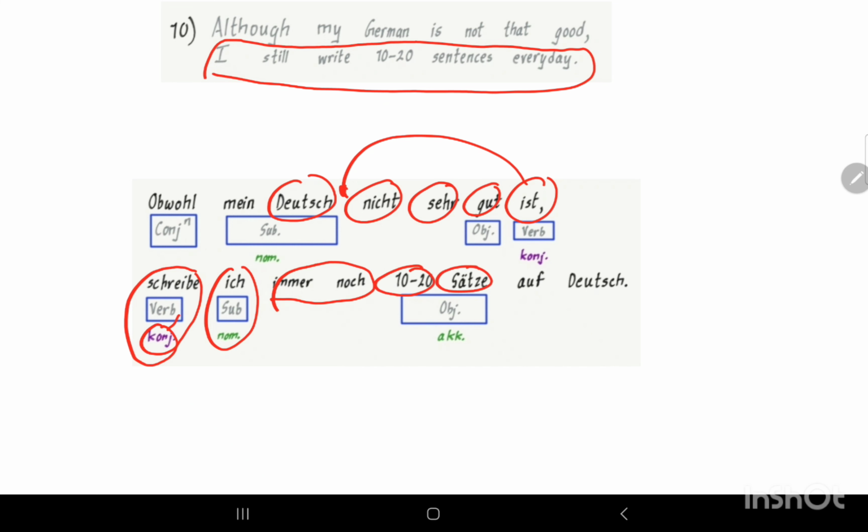I don't say anything like "I still write 10 to 20 sentences every day," but I wanted to say I still write 10 to 20 sentences every day in German. So whenever you want to say "in" a language, in English you will say auf Englisch, in German auf Deutsch, in Spanish auf Spanisch, in French auf Französisch. I hope you get the idea.